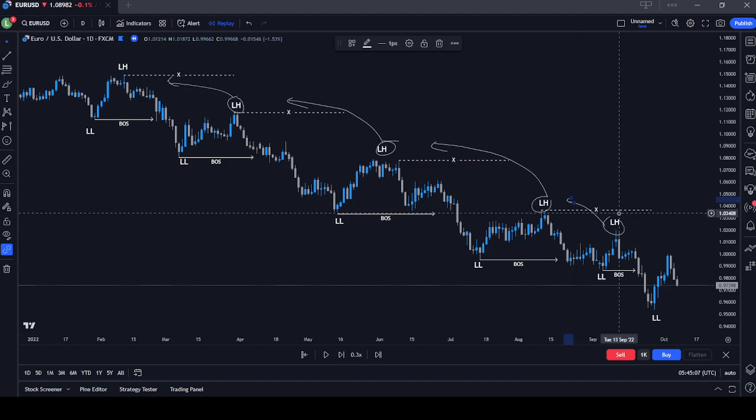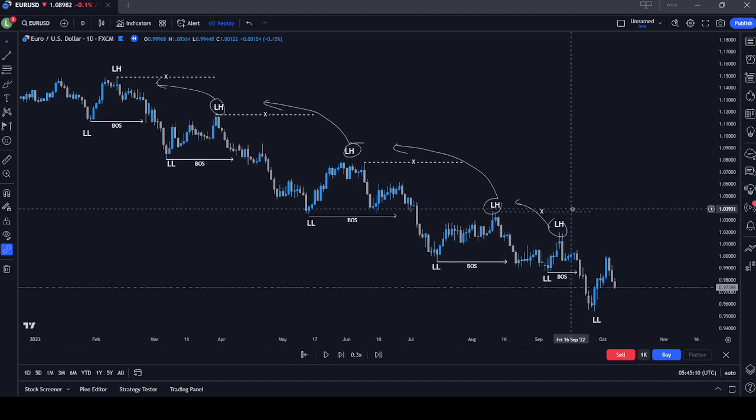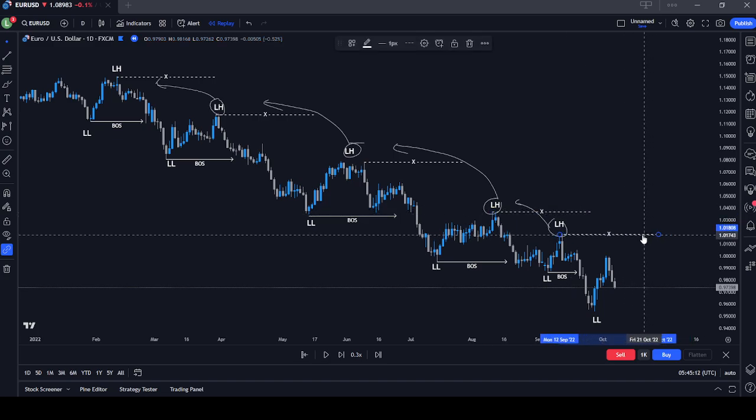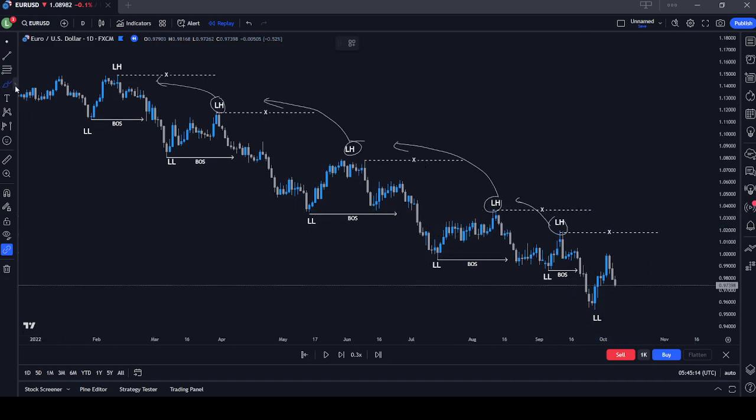Okay, even when we come here, we don't expect price doing what? We don't expect price to take out this lower high here. We expect price to pull back somewhere here and continue pushing to the downside.